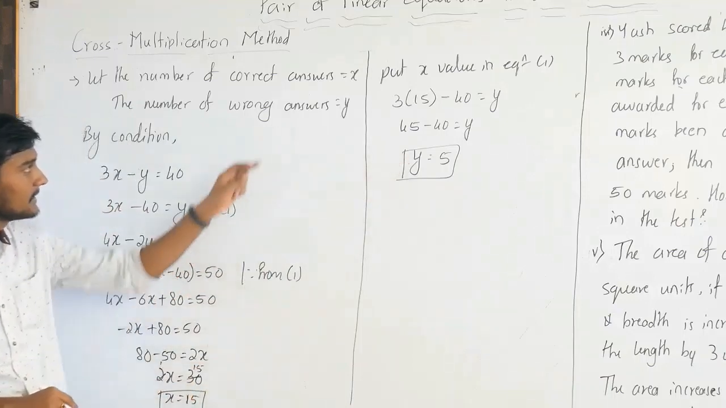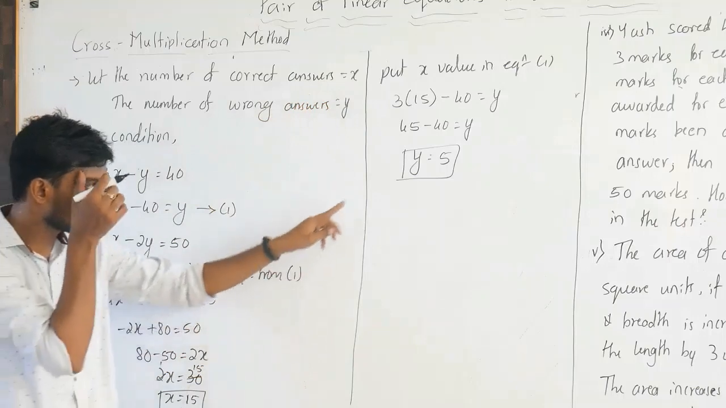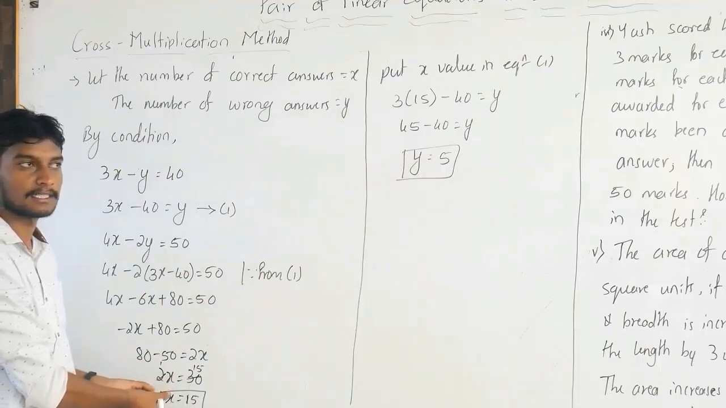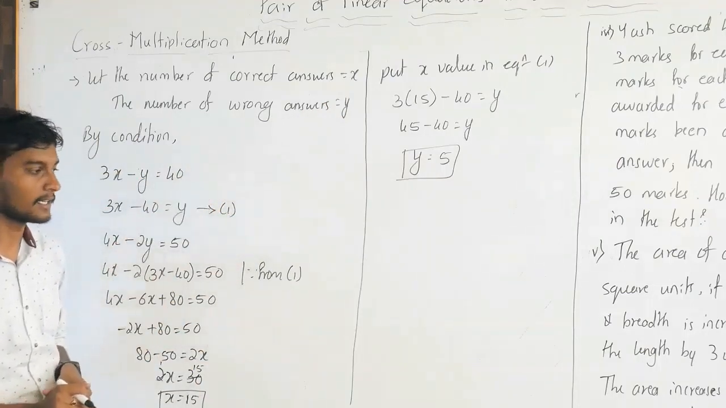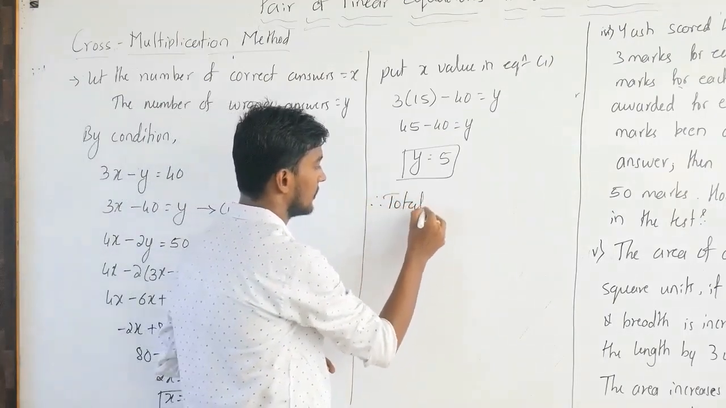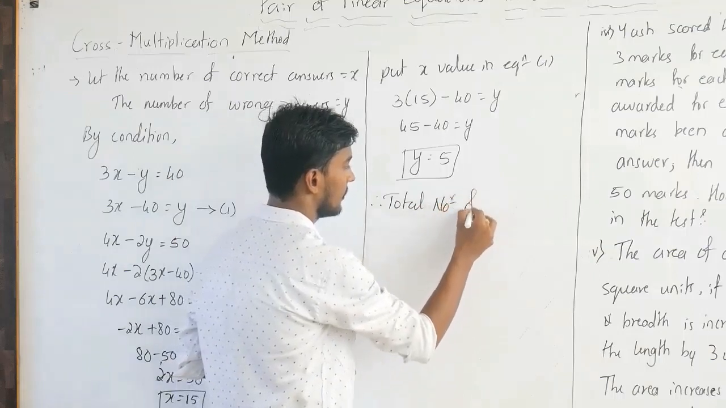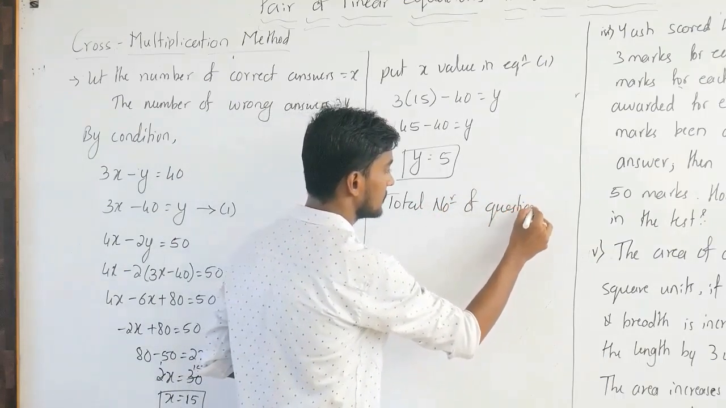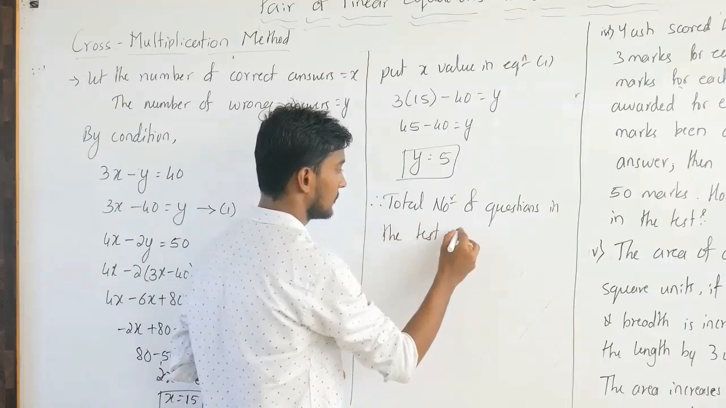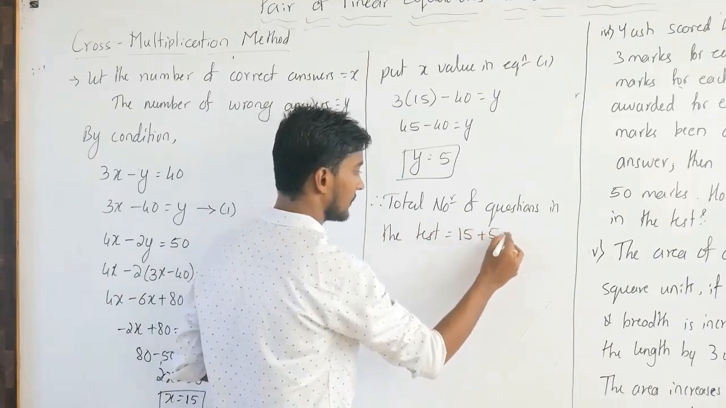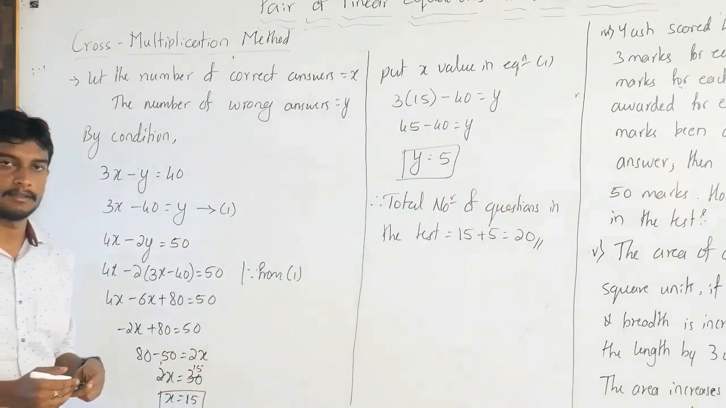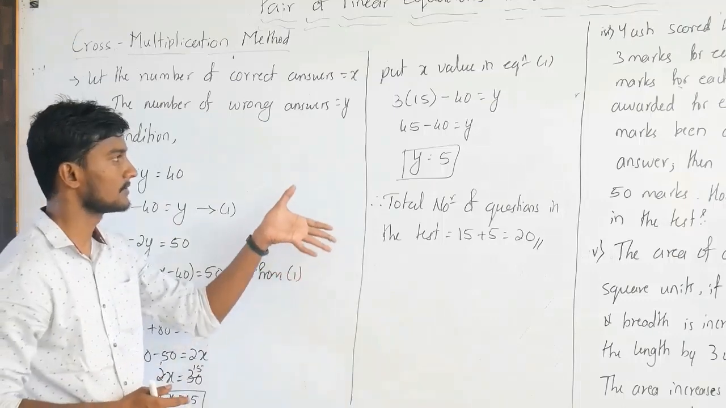So x we have considered as correct answers and y we have considered as wrong answers. So how many correct answers are there? 15 correct answers are there and 5 wrong answers are there. They have asked totally how many questions were there. Therefore the total number of questions in the test is equal to 15 plus 5 is equal to 20. So like this we have to solve the problem.